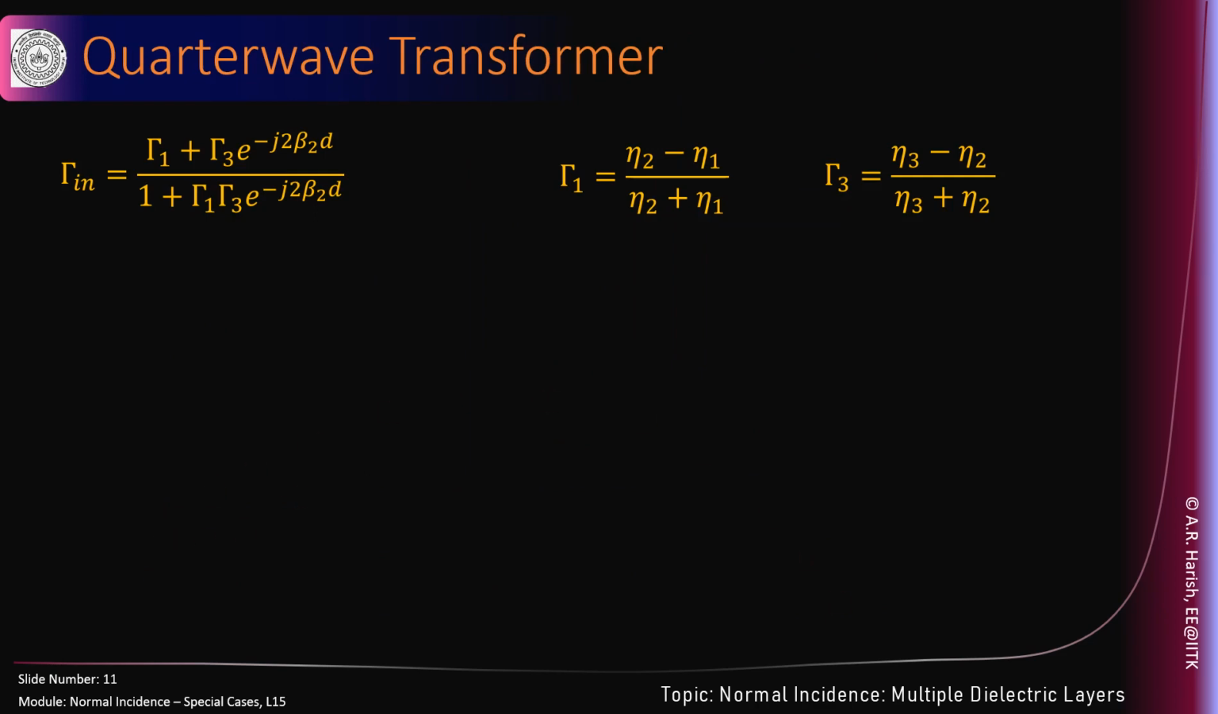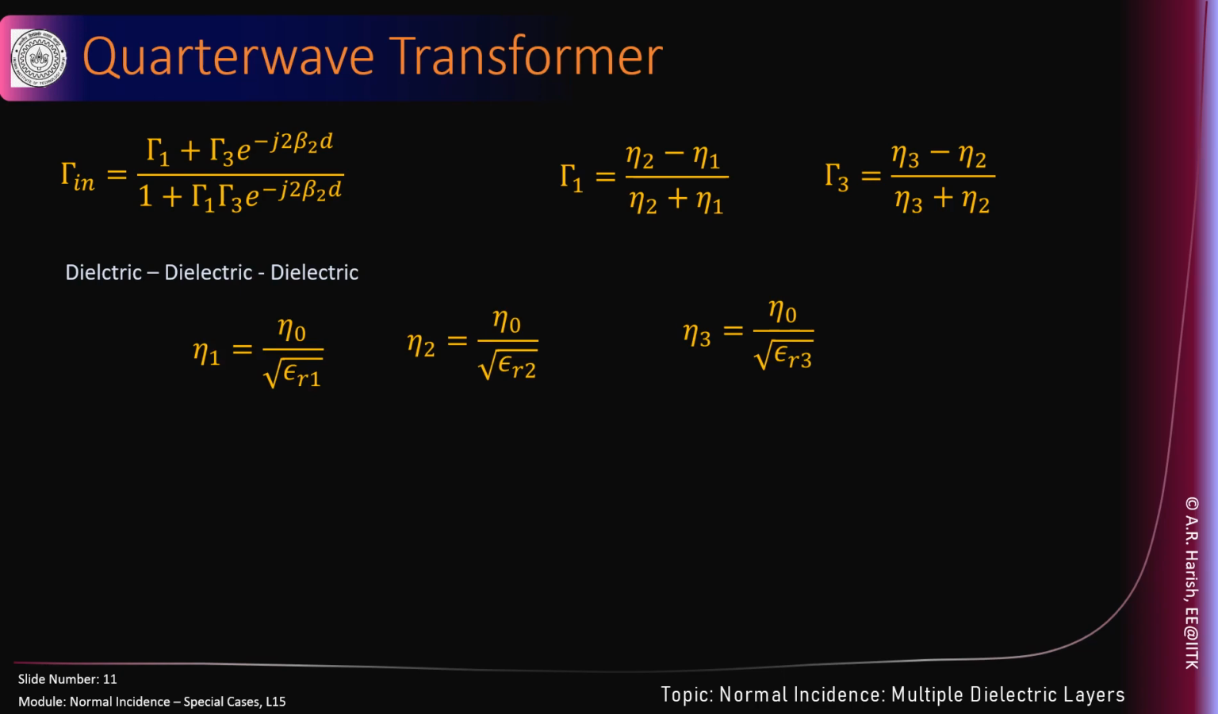Now, let's take an application called quarter wave transformer. We have these three results with us. Gamma in is known in terms of gamma 1 and gamma 3, and also in terms of beta 2 and d. We'll take a situation. We have dielectric interfaces. The first dielectric has a permittivity epsilon R1, the second one has a permittivity epsilon R2, the third one has a permittivity epsilon R3. All three are relative permittivities. So we know eta 1, eta 2, eta 3 in terms of intrinsic impedance eta naught and the relative permittivities of the three media. Now choose d equal to lambda 2 by 4.